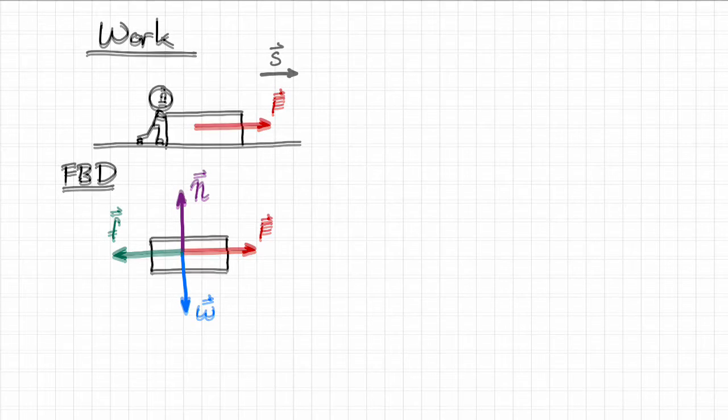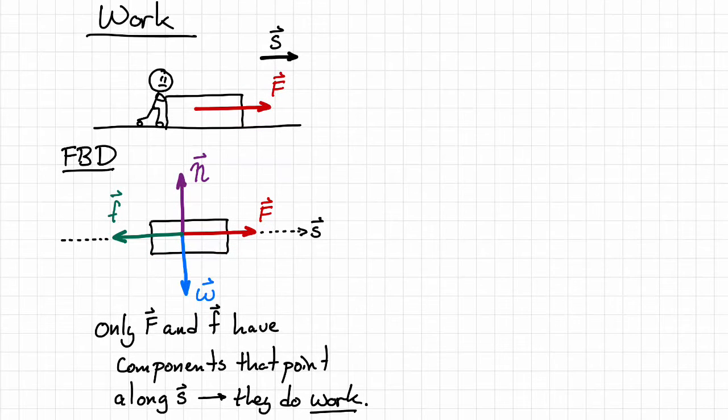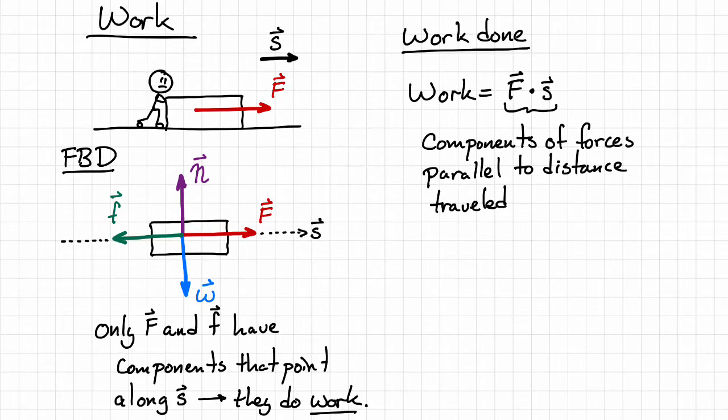To look at this problem in the context of work and energy, we need to know something about the path, S, the direction and distance the box is going. Only two forces have any vector components that point along S: the force that Bob pushes with, and the friction. The work done by any force is the dot product of the force and the path, that is, the components of the force that is parallel to the distance traveled.